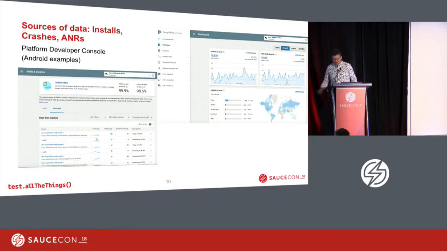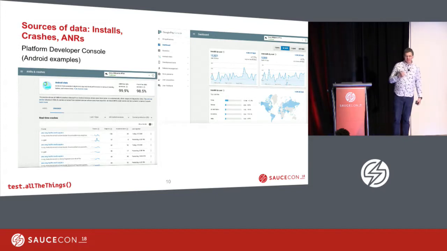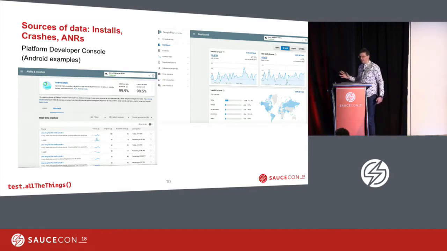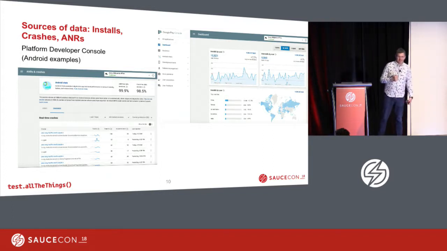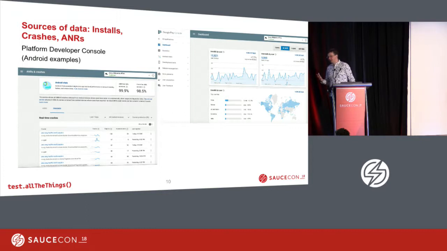On the left-hand side, we're looking at crashes, and Android has this thing called ANRs, which is application not responding, so we can look at those. And those are all captured automatically by the operating system. So I don't have to do anything special as a developer. I just get this stuff. I can log on to the developer console, which is what I'm looking at here, and try and interpret it. And Google does quite a lot to try and help us understand the patterns.